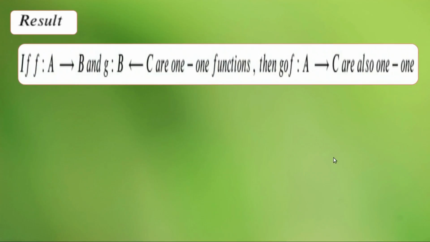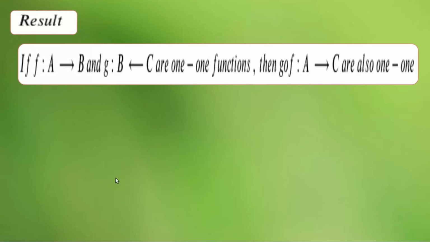f is a function from a to b and g is a function from b to c. If both are 1-1 functions, then g composition f is also 1-1 from a to c.